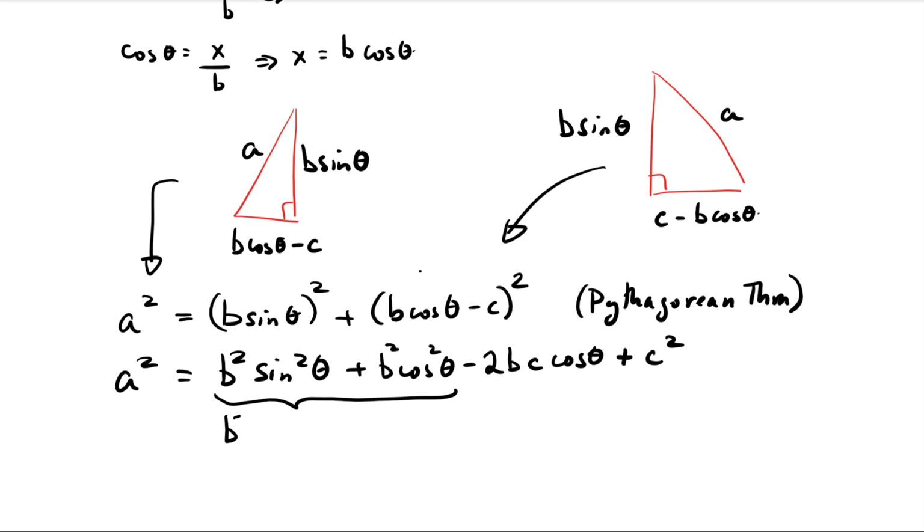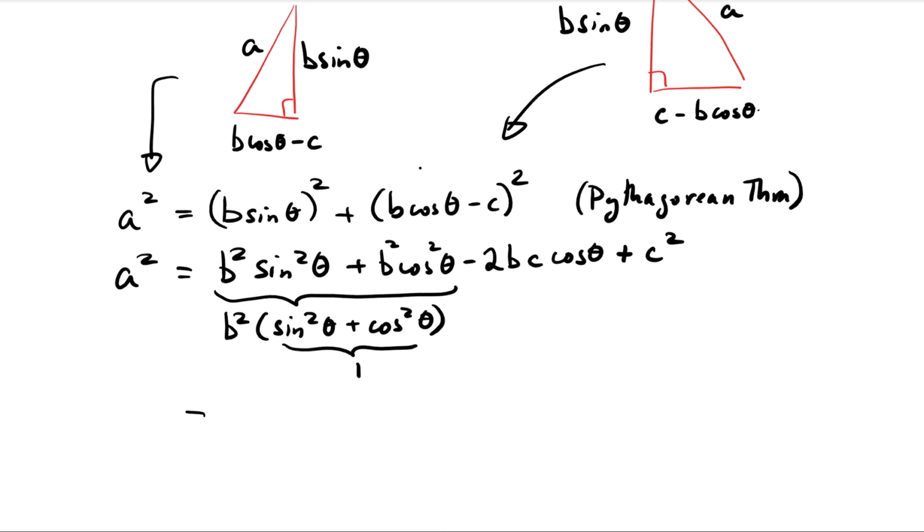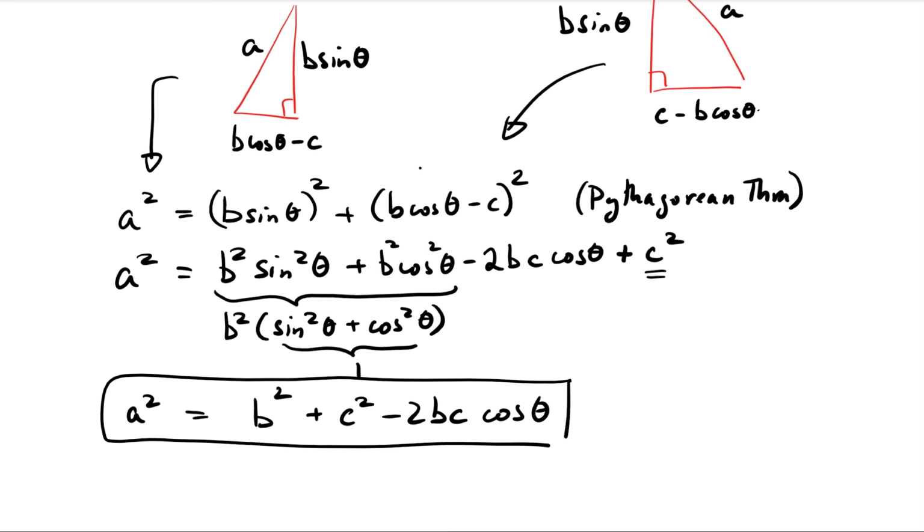Look at that. I can factor b squared, and what I get inside is b sine squared plus cos squared. And you'll remember that this is the same as 1. So overall, my first two terms are just equal to b squared. I'm going to actually put the c squared that I have in the end here, and I've got minus 2bc cos theta that's left. And this identity is called the law of cosines.